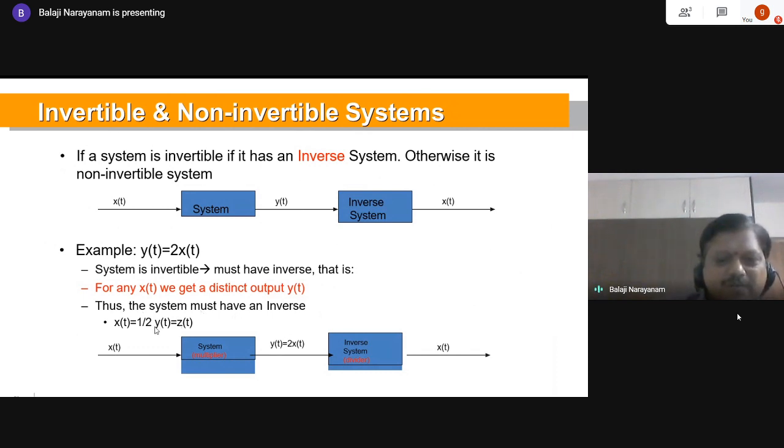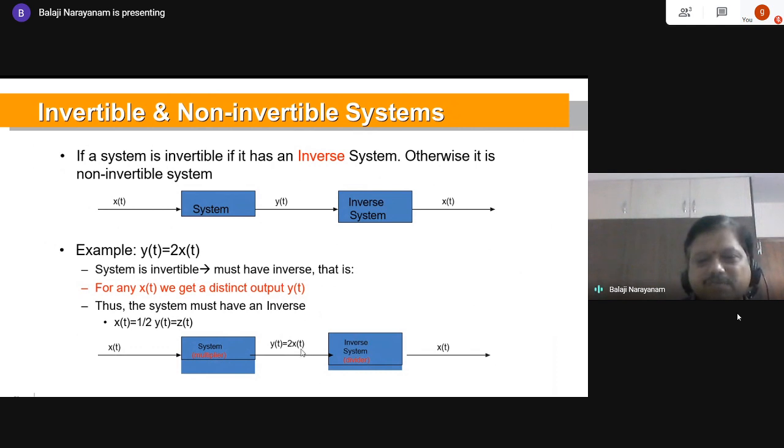Say x of t is equal to 1 by 2, and y of t is equal to 2 into x of t. Okay, so you take x of t and multiply it with a multiplier. So you take a system, it is a multiplier. When you apply x of t as an input to your multiplier, it gets multiplied with a factor of 2, as x of t is here given as 1 by 2. Y of t is equal to 2 into x of t. So you got multiplication. And then the inverse system.